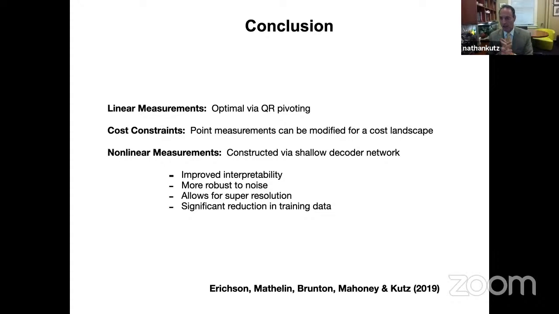However, nonlinear measurements offer you some really interesting perspectives, including, in some sense, improved interpretability, which is kind of interesting. Usually you don't use the word interpretability with neural nets, right? You say, well, I wish it was more interpretable. In this case, it gave us very interpretable things. It gave us more robustness to noise. It gave us the ability to do super resolution. And also because it's a shallow decoder, we could get away with a lot less data than if you're trying to train some deep neural net, okay?